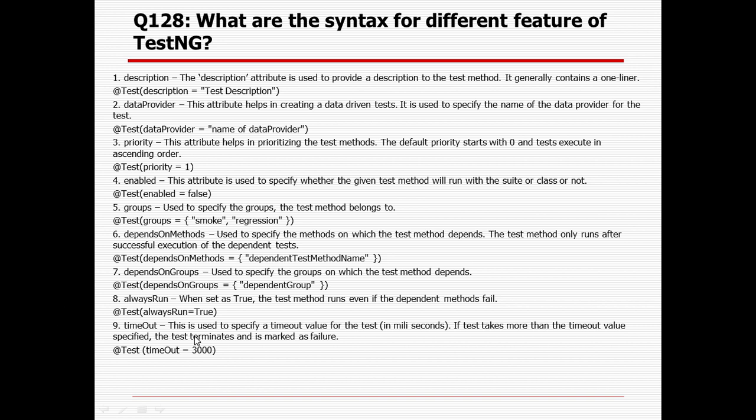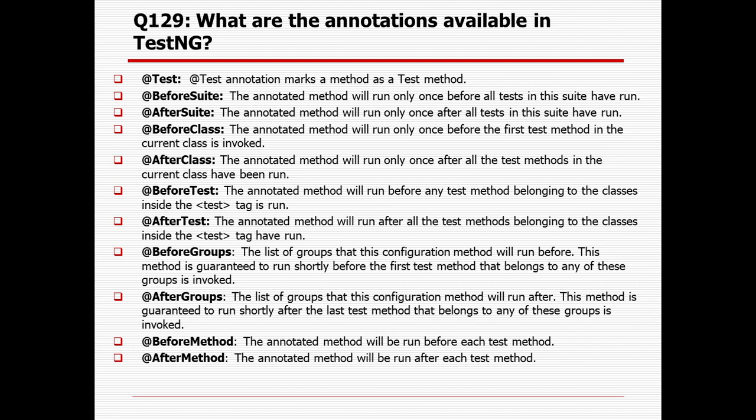Timeout, this is also one important attribute, or feature, in TestNG. It is used to specify the timeout value for the test in milliseconds. If the test takes more than the specified timeout value, the test is terminated and marked as a failure. So here you can give the timeout in milliseconds; for example, 3000 milliseconds is 3 seconds, so it will wait for 3 seconds, and after that it will run.